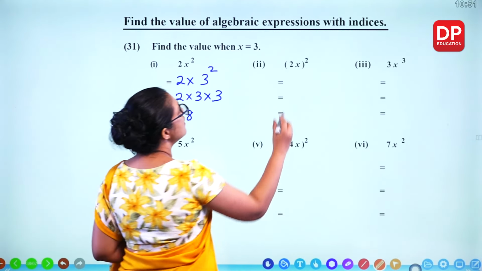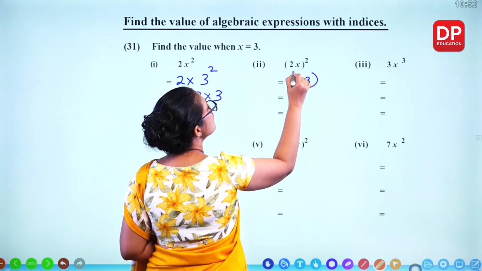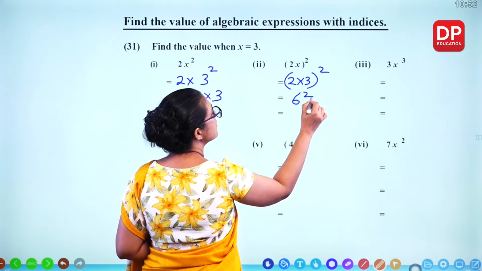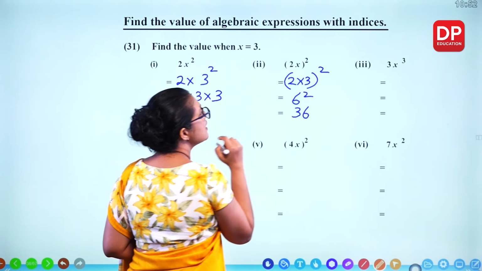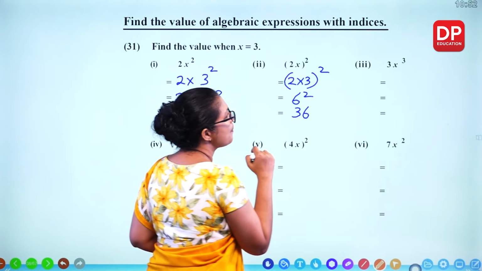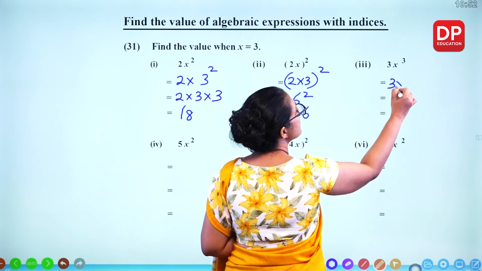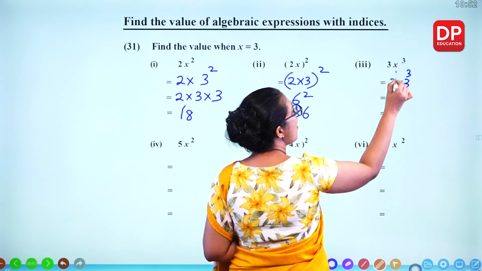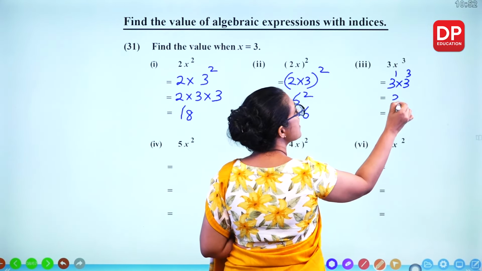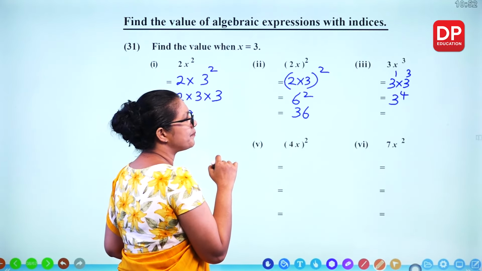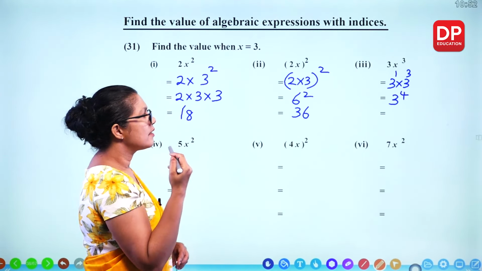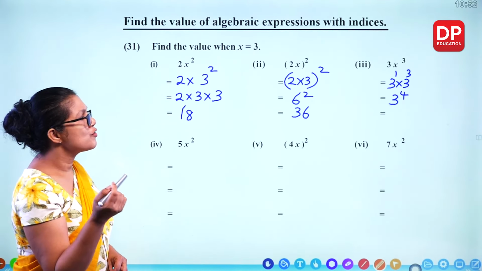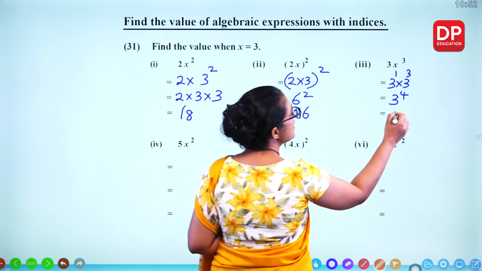Now substitute here. 2 times 3 squared. 2 times 3, 6 squared. 6 times 6 means 36. Here 3, x is 3. 3 to the power 3. Altogether how many 3's? Now here 1 and this is 3. How many 3's are there? 4 3's are there. 3 to the power 4. What's the value? 3 to the power 4. 81. 3 times 3, 9. 9 times 3, 27. 27 times 3, 81.